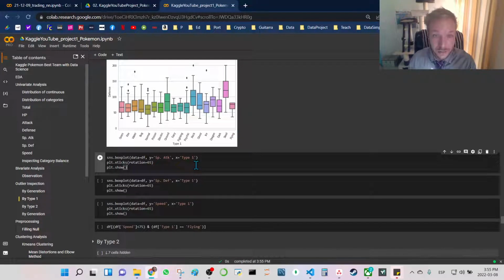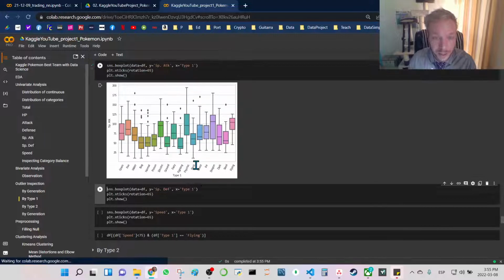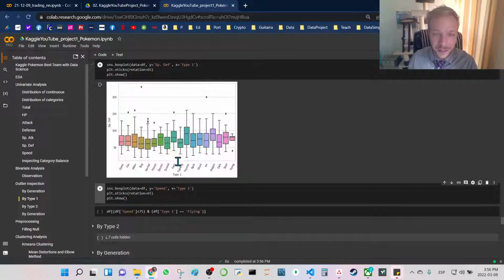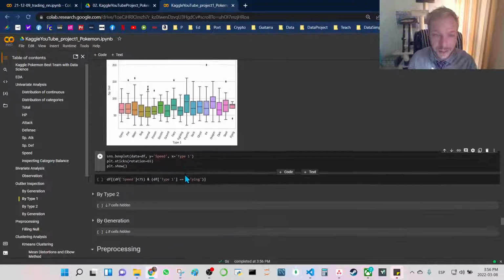Special attack in terms of type 1, we can see that again we have outliers across the board, and psychic has no outliers, but a very spread out distribution in terms of special attack. In type 1, looking at special defense, there are outliers all across the board. Notably, we have an outlier on the bottom side of our distribution for flying, a very low special defense, and we have a very high special defense for the bug type. So very interesting.